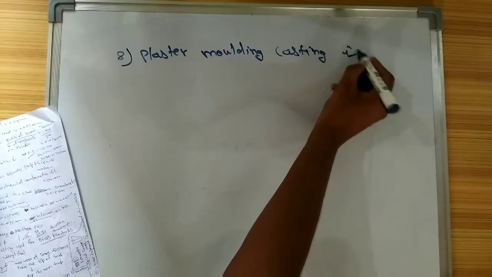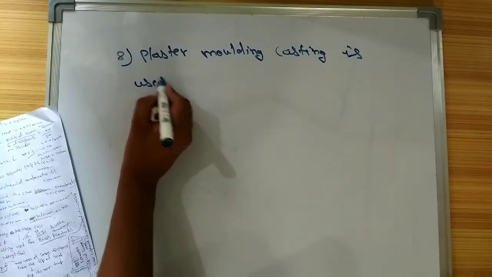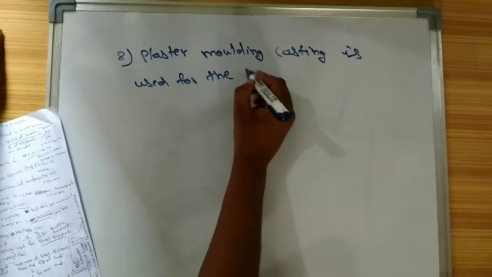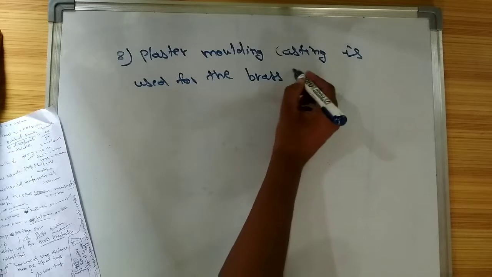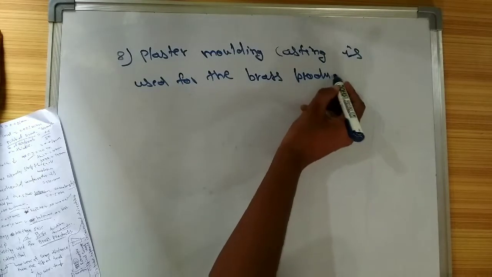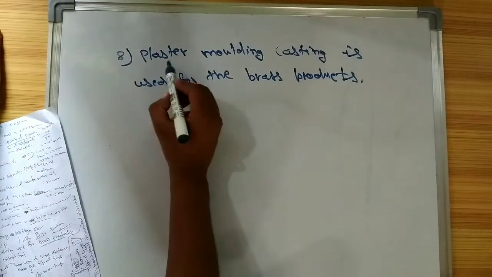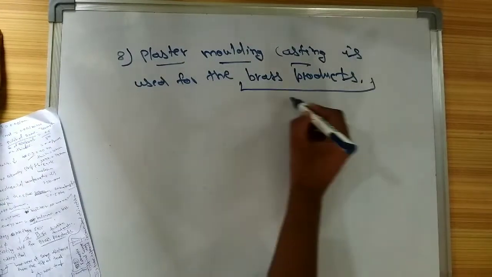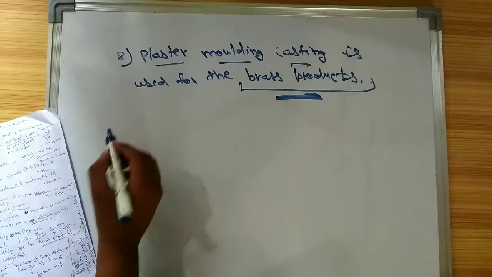Plaster molding casting is used commonly for brass products.